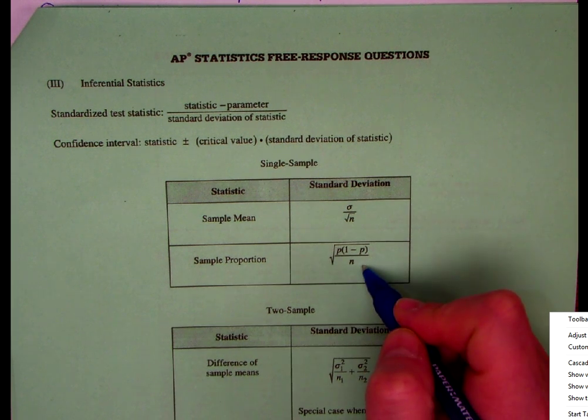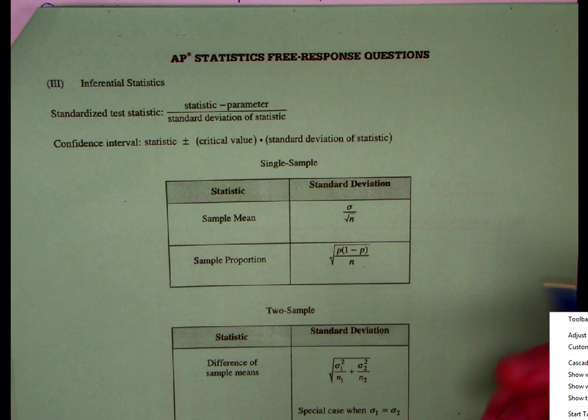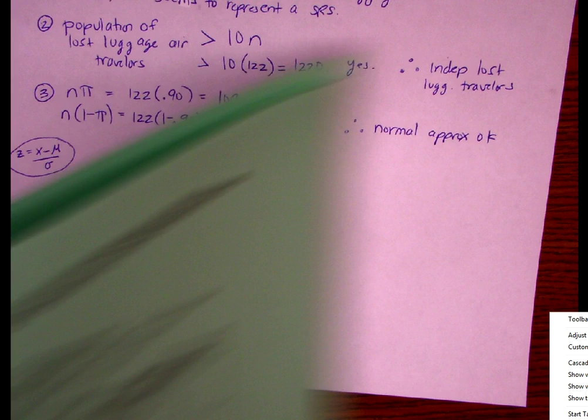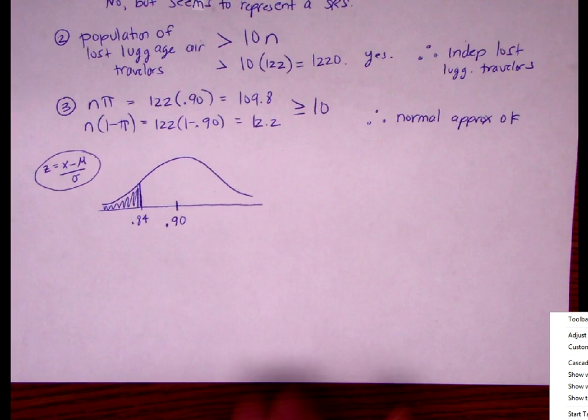Please remember that P is pi. P is the Greek letter pi. P hat is the sample. Okay, so for a sample proportion, I'm going to take the statistic, and I've got to write the formula.